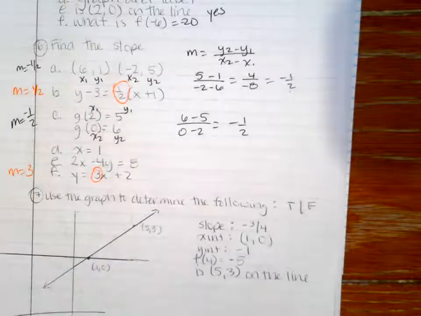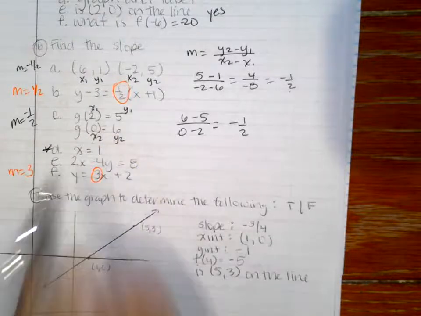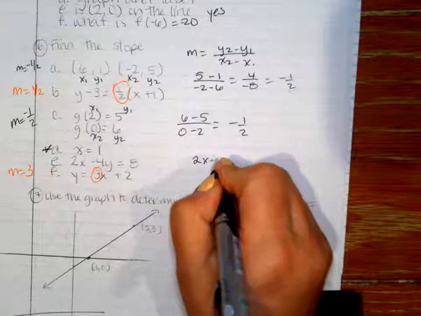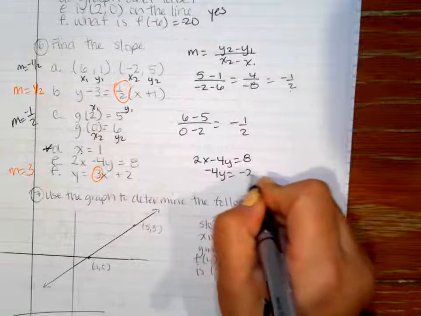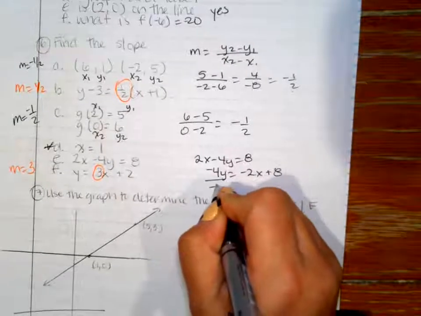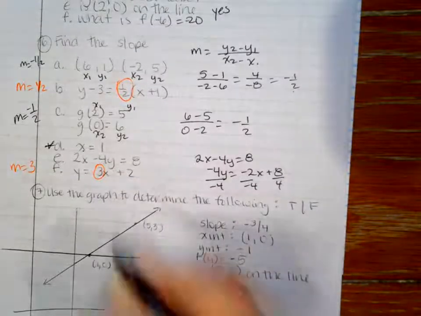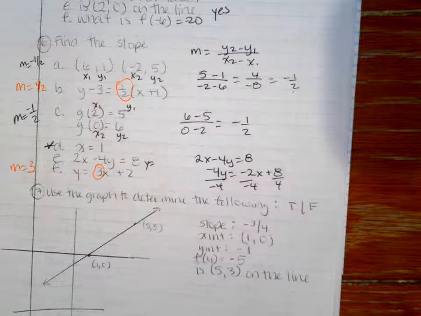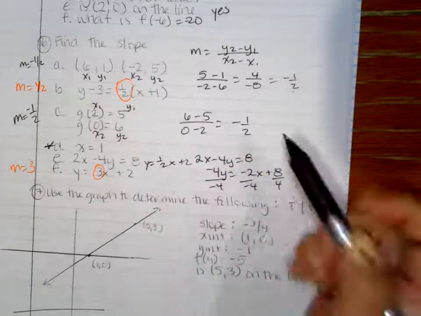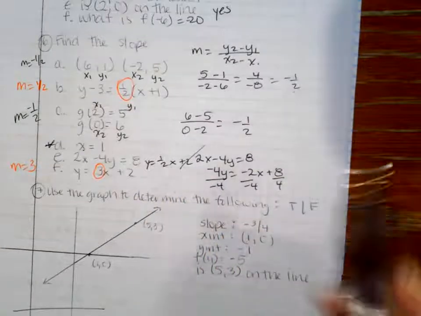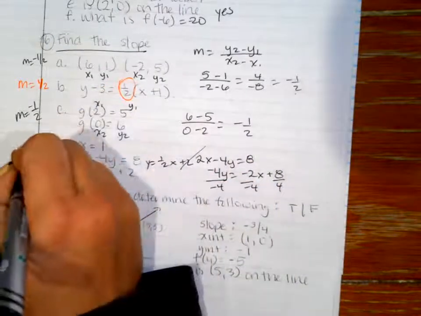Okay. This one right here, I like that guy. Guy's a little tricky. We'll come back to that one. Let's do this one. Put them into y equals mx plus b. 2x minus 4y equals 8. Negative 4y equals negative 2x plus 8. Divide everything by a negative 4. And you're going to get y equals positive 1/2 x plus 2. Not interested in the y-intercept, doesn't matter. It's only asking me to find the slope. My slope there is 1/2.